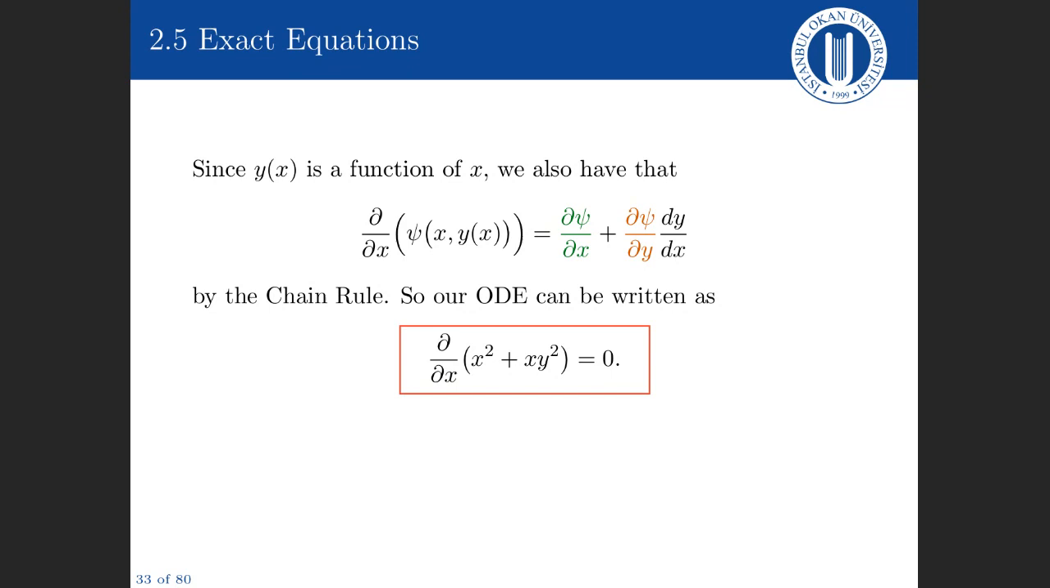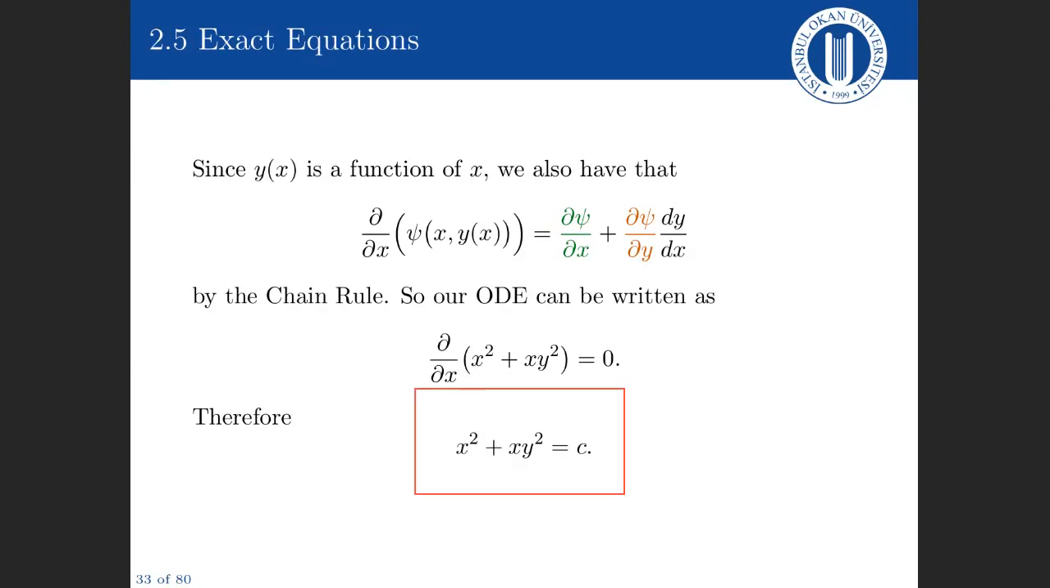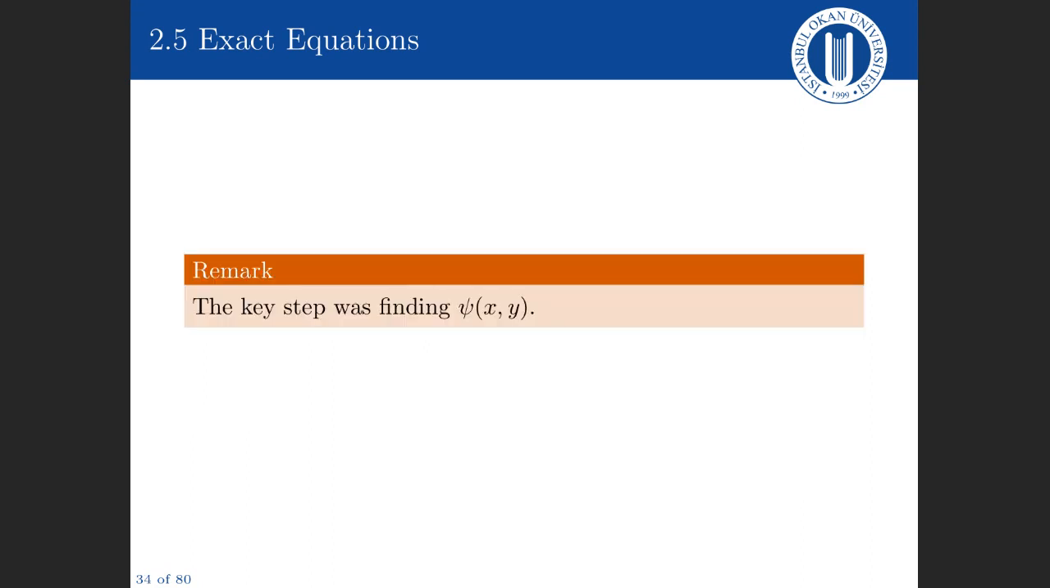Our function has 0 derivative, so in other words, our function must be equal to a constant. And this is the solution to this differential equation. The solution is x squared plus xy squared is equal to a constant. The key step to solve an exact equation, an equation of this form, is to find this function psi. If we know psi, then we can just write down that the solution to the differential equation is psi is equal to a constant.